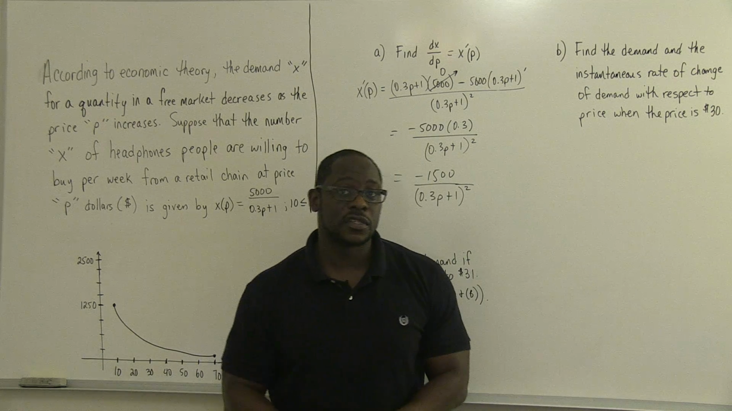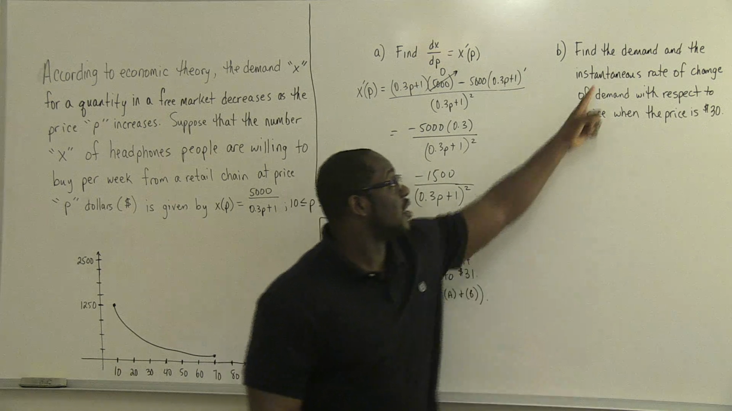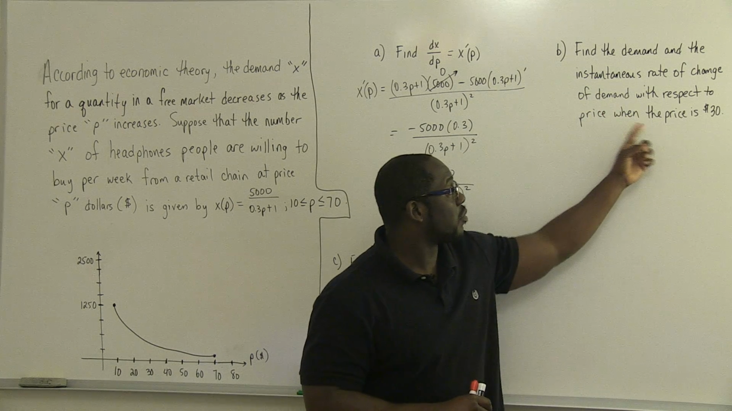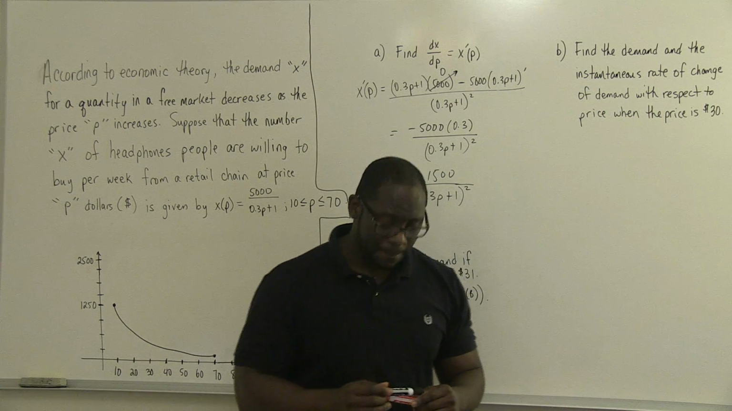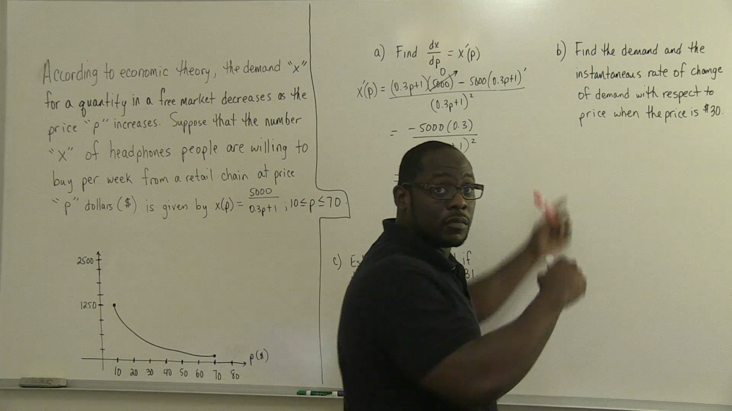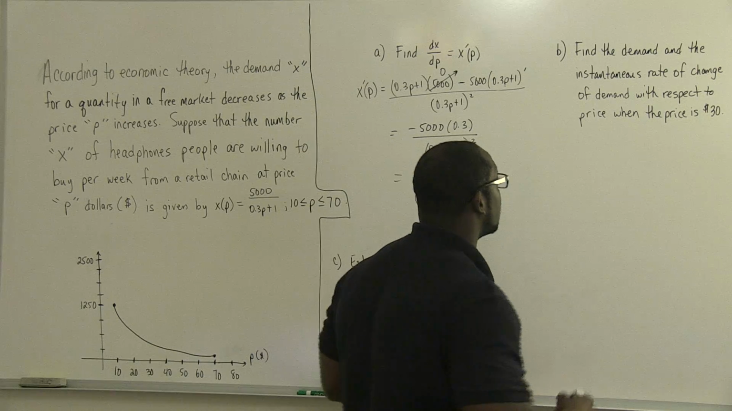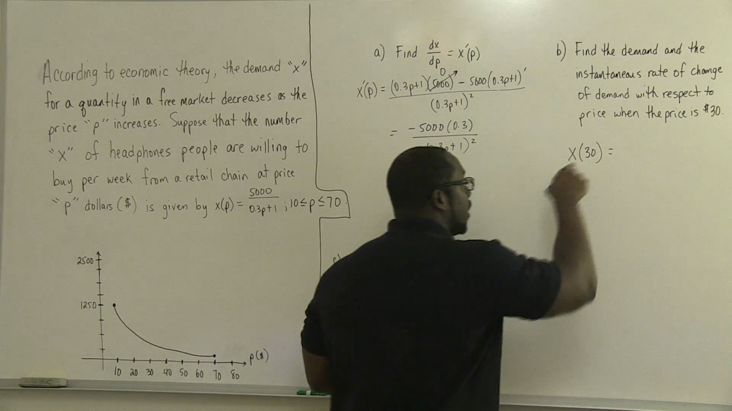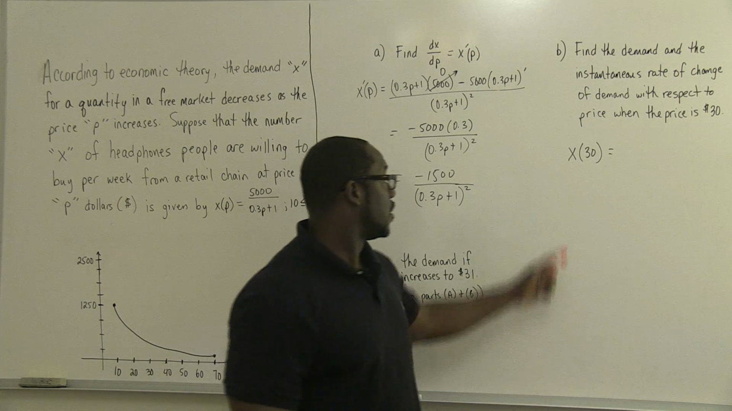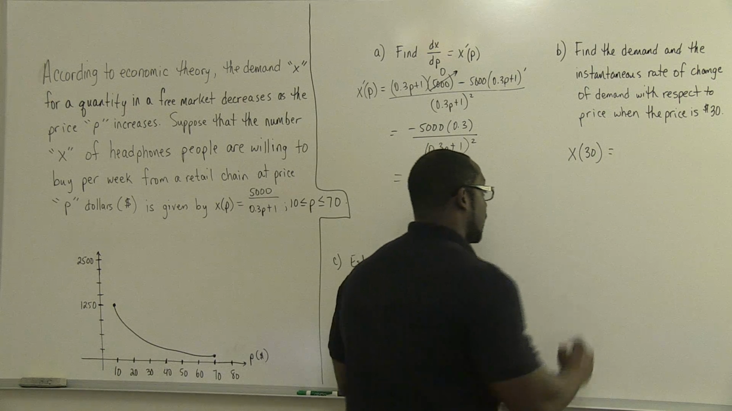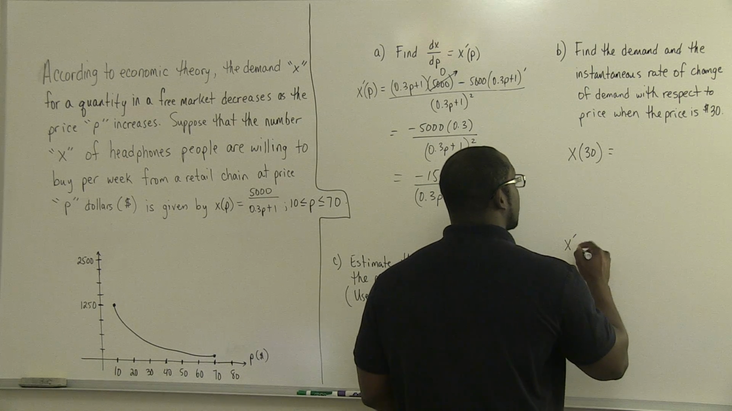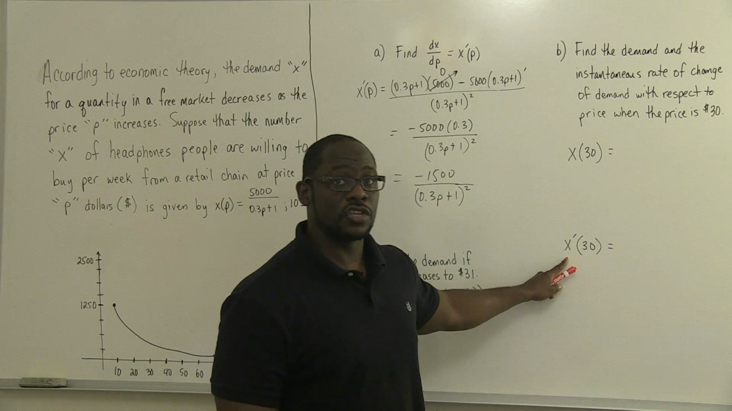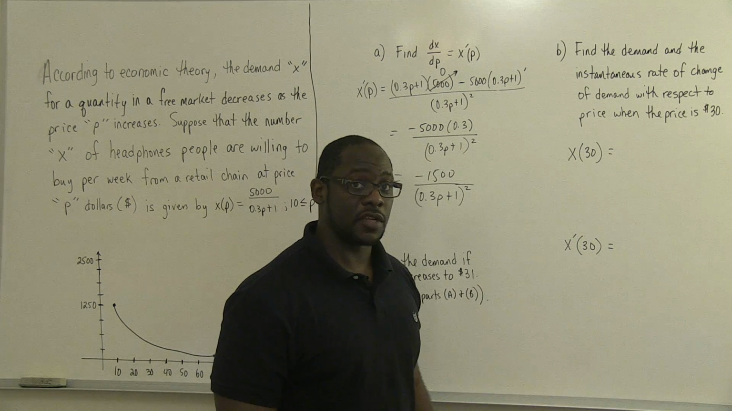That leads me into part B, which says find the demand and the instantaneous rate of change with respect to price when the price is at $30. Basically, this part of the question is asking for two things. First, find out what x of 30 is, or the demand when the price is at 30. And it's also asking us to find out what the instantaneous rate of change is for demand at the price of 30.